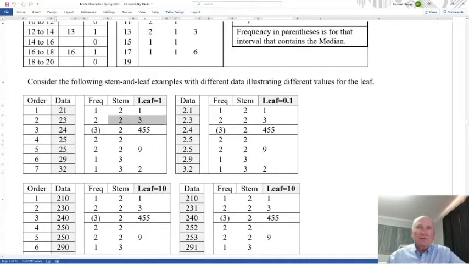This is 23. What are those three numbers? 24, 25, and 25. It's those. What are those two numbers? What is that number? 29. And then that's 32. Okay, what's the median? Well, this is 3, 4, 5, 6, 7. 7 plus 1 is 8. 8 divided by 2 is 4. There's two numbers. That 5 right there is 25, which is going to be the median. So this is a leaf of 1.